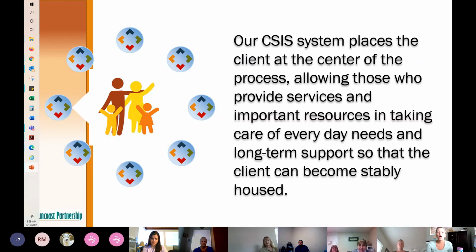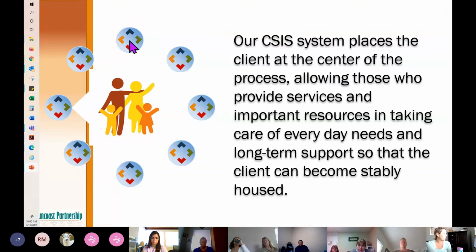Sorry. Our CSIS system places the client at the center of the process, allowing those who provide services and important resources in taking care of everyday needs and long-term support so that the client can become safely housed. So when we look at this family, we see all these globes. These globes represent the various agencies within our COC that provide the services to prevent and or end the homelessness of this family.